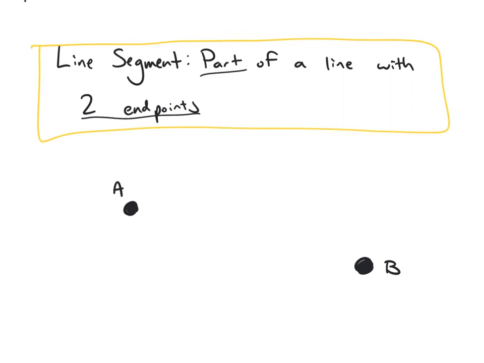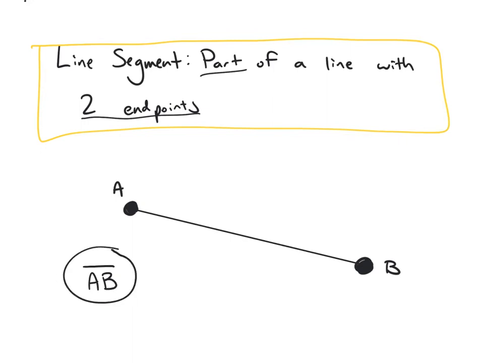So to create a line segment, I'm going to create a straight line that goes from point A all the way to point B. And so since this line ends at point A and point B, we consider this a line segment. And we name a line segment based on its endpoints. So the endpoints of this line segment are A and B, so we go ahead and write those down. And when we have a line segment, we put one flat line above it. And so there's nothing on the end, so the flat line above the endpoints is how we label a line segment. So we would read this as line segment AB. So that's a line segment right there, part of a line with 2 endpoints.